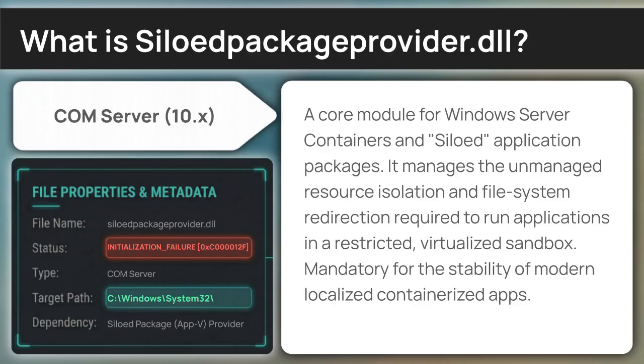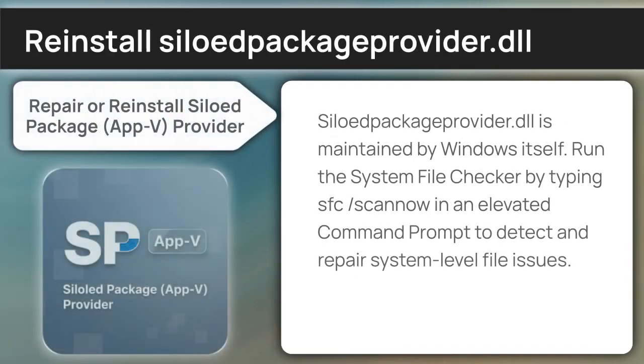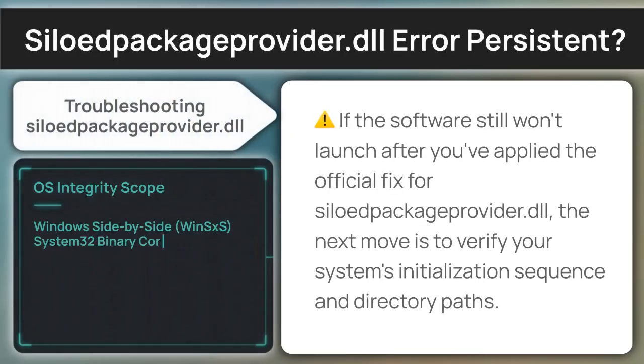Now that you know how the file works, let's focus on the how and fix the issue. Siloed Package Provider is maintained by Windows itself. Run the system file checker by typing sfc /scannow in an elevated command prompt to detect and repair system-level file issues. Should the file remain missing after a reinstall, we need to ensure that the operating system is forced to re-index its shared library paths.